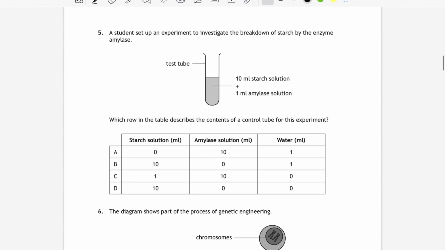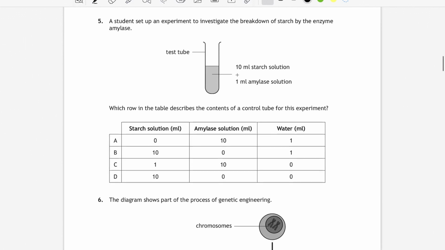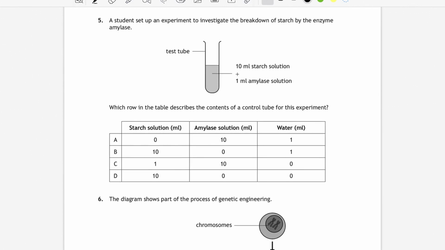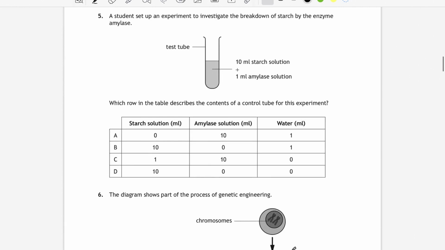Question number 5. A student set up an experiment to investigate the breakdown of starch by the enzyme amylase. So we've got this experimental setup here, and it asks which row in the table describes the contents of a control tube for this experiment. Pause the video and have a little go, and let's see how we get on.